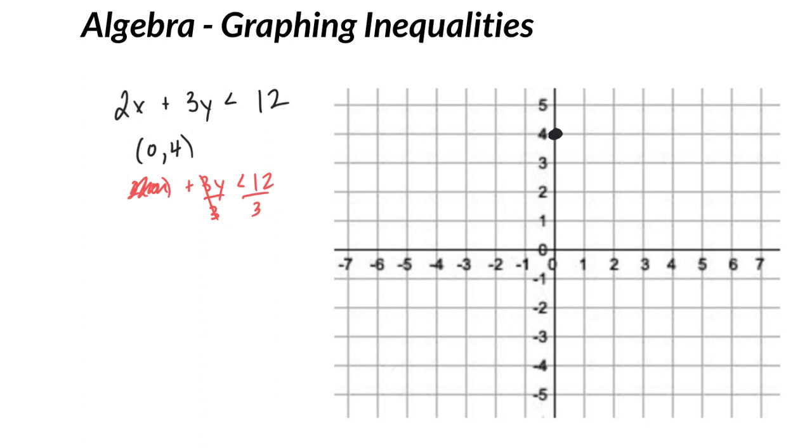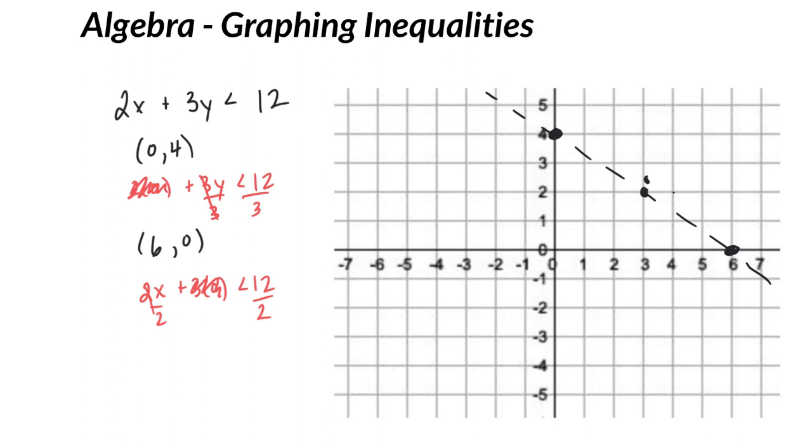Now, let's do the same thing with y. Let's make another coordinate where y is 0. So we'd have 2x plus 3 times 0 less than 12. So that's gone. 2x equals 12. Divide both sides by 2, and we would have 6. So it's this point right here. And now, because we have the 2 points, we can make the line. Let me add in this dashed line. All right, there's my dashed line.